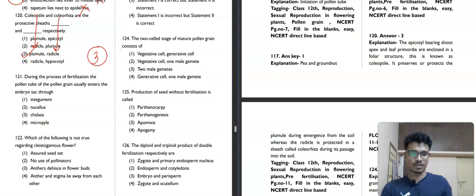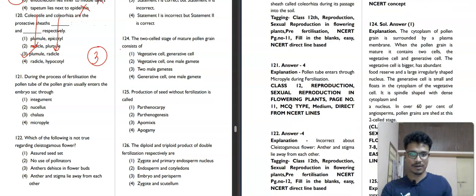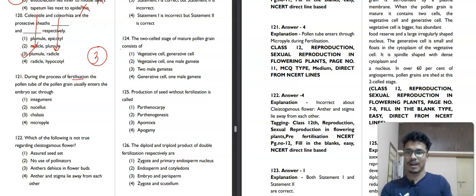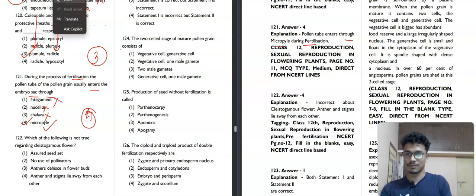Now we move towards the next question, that is 121. During the process of fertilization, the pollen tube of the pollen grain usually enters the embryo sac through integument? No. Nucellus? No. Chalaza? No. Micropyle is absolutely correct. The pollen tube enters through micropyle during fertilization. So the fourth option will be our correct answer for this question. Fourth option. I will just write it one more time so that you don't get any kind of confusion.